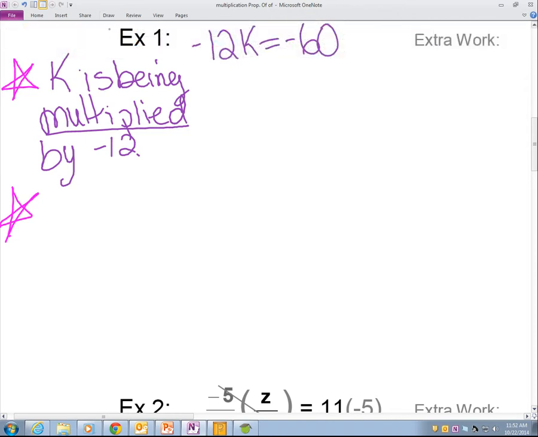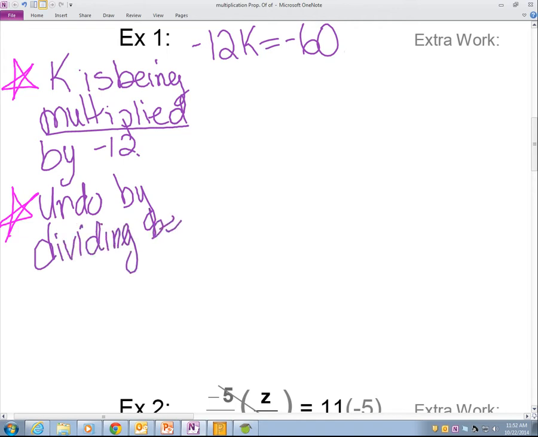So, how do we undo? I underlined. How do we undo it? How do we undo it, Gina? Okay. Undo, yes. Undo by dividing by what? Negative 12. Yes. I want you to point out to yourself what's happening.